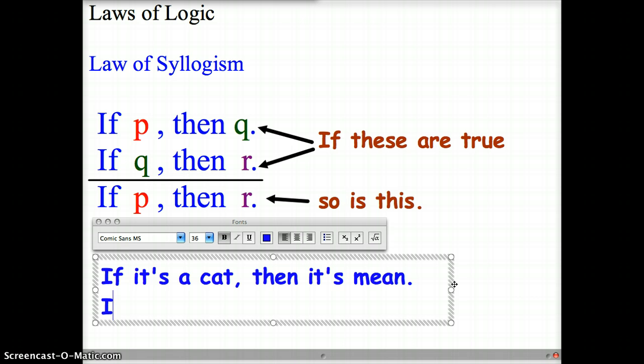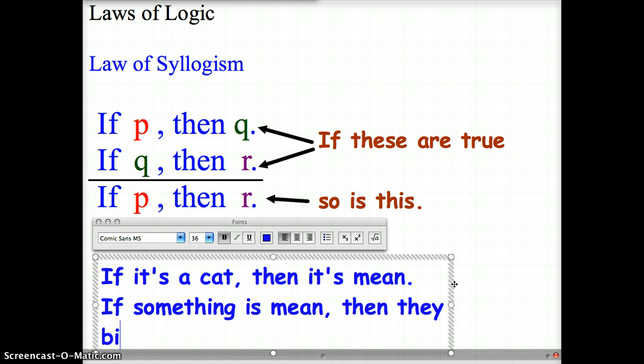And our second true statement, and we'll just accept that this is true as well: if something or someone is mean, then they bite. So that's our second true statement. If it's a cat, it's mean. If something's mean, then it bites.